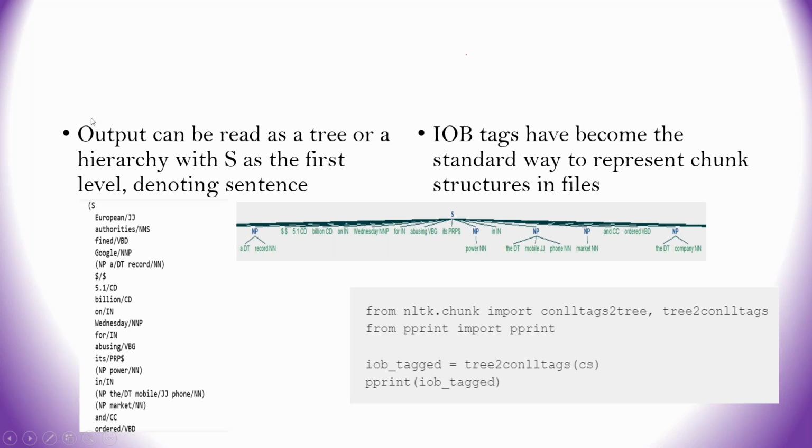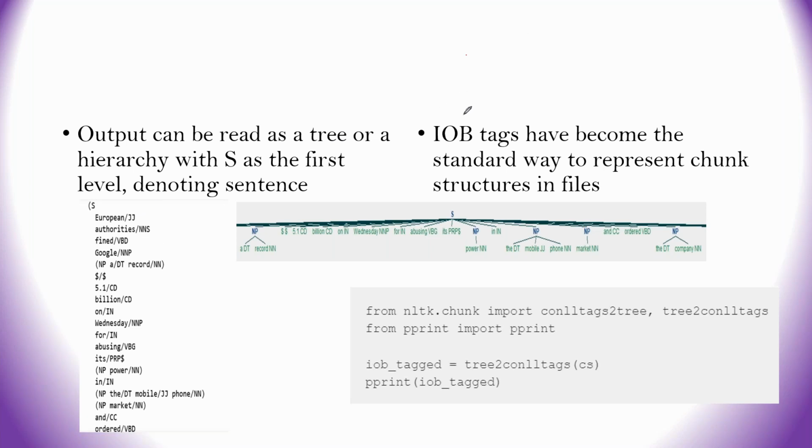So for the given simple input, the output is given on the left hand side if you look at it. Each word is identified with its relevant tag. JJ is represented as adjective. Authorities is a noun phrase. Fined is the verb phrase, and Google is again a noun phrase. So individual things are identified and then named with the POS tagging. The slash and whatever appears after it is called the POS tag.